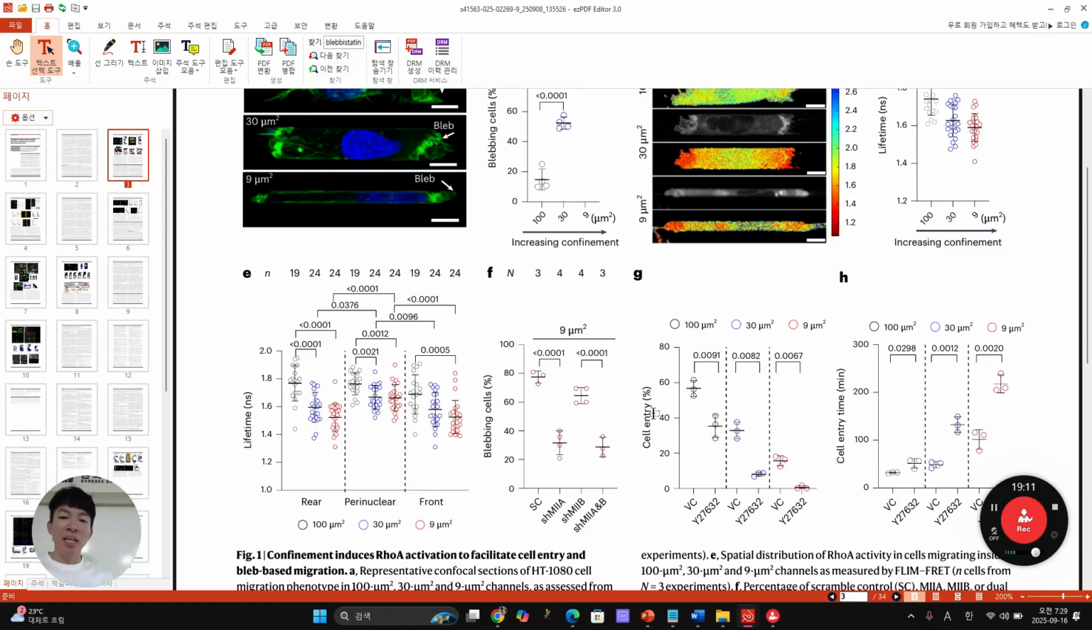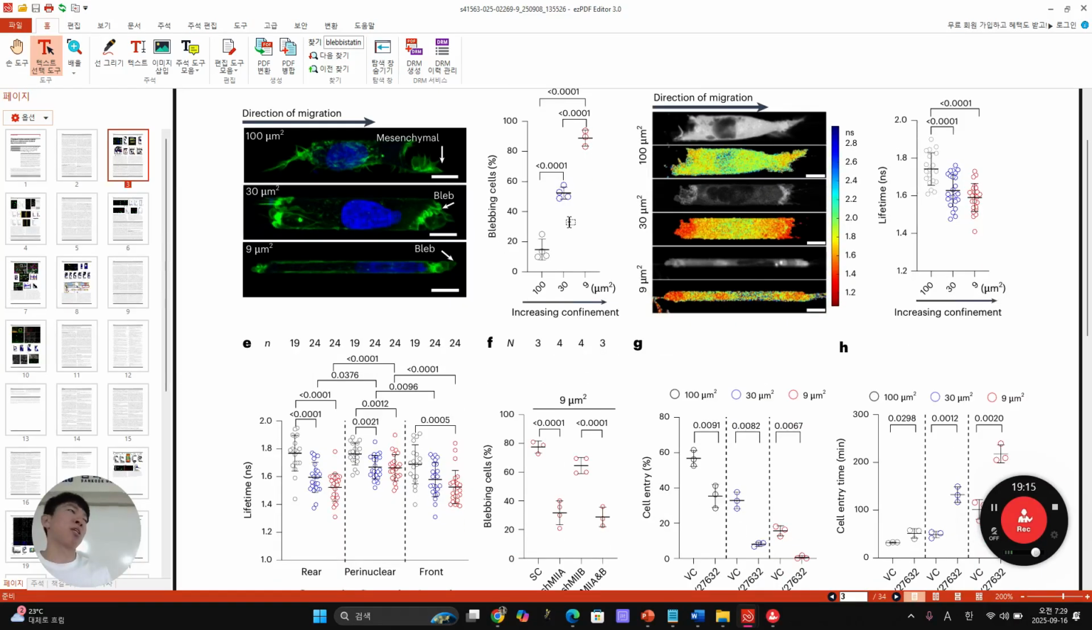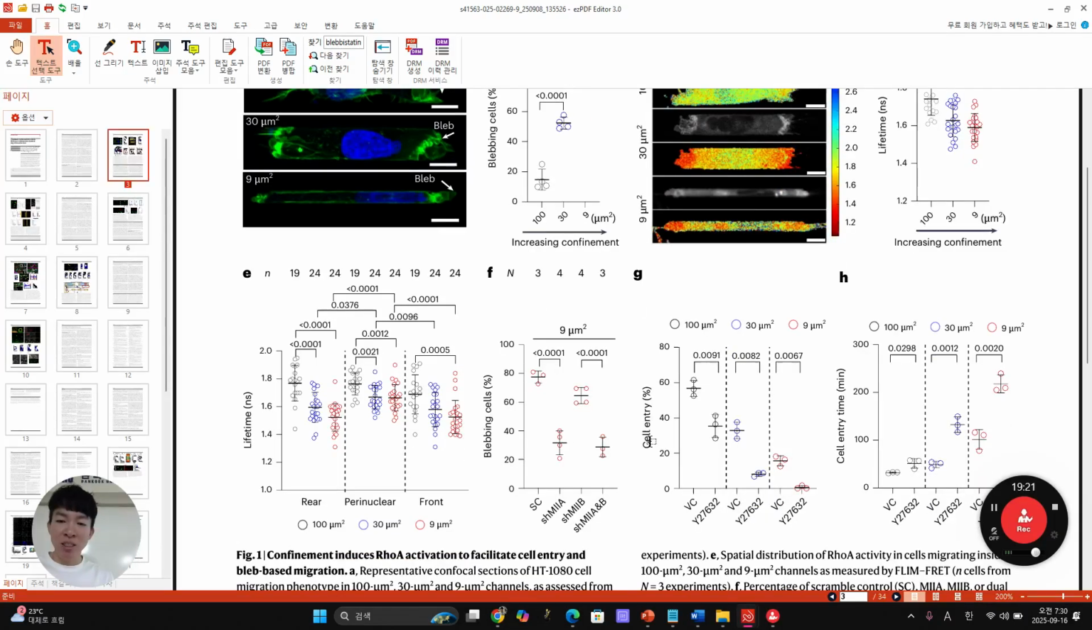Okay. The cell entry. So they didn't say anything about this. Probably we can imagine all the cells can go inside, but not really. When they count the cell entry percentage, we can say that not all, but some of the cells can migrate into the confined area.